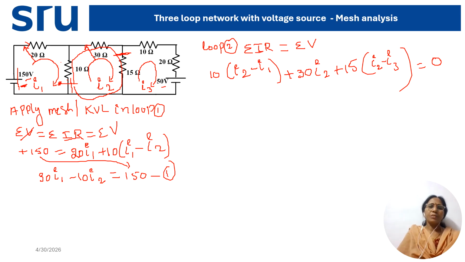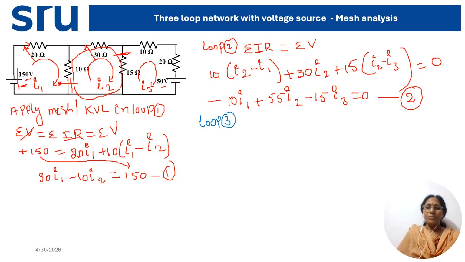Now simplify this equation. Minus 10 I1, then I2, 10 I2, 30 I2 and 15 I2. So the total I2 value here is 55. So it is plus 55 I2. The next I3 is minus 15 I3 equals to 0. This is your equation 2. Okay. Now let me write equation 3 here. So that is in loop 3.